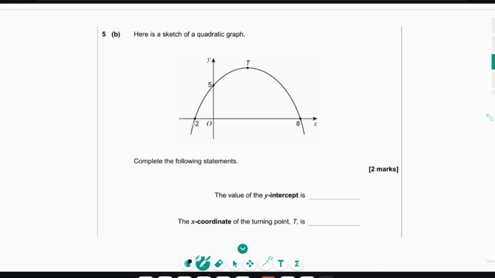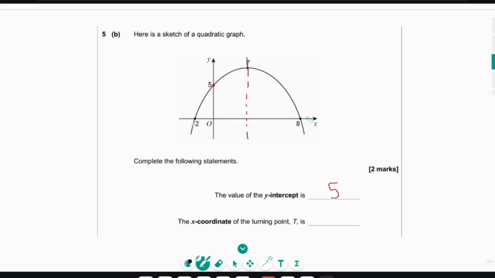Here is a quadratic graph. Complete the following statement. The value of the y-intercept, where does it go through the y-axis? 5. The x-coordinate of the turning point. This is a symmetrical graph here.